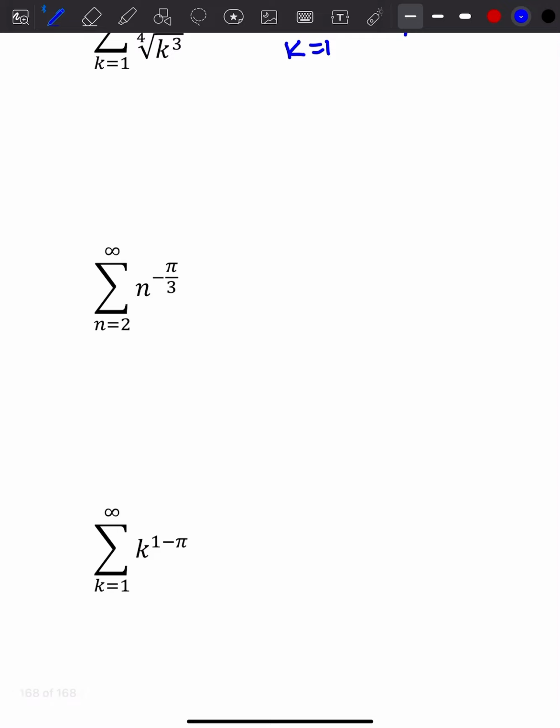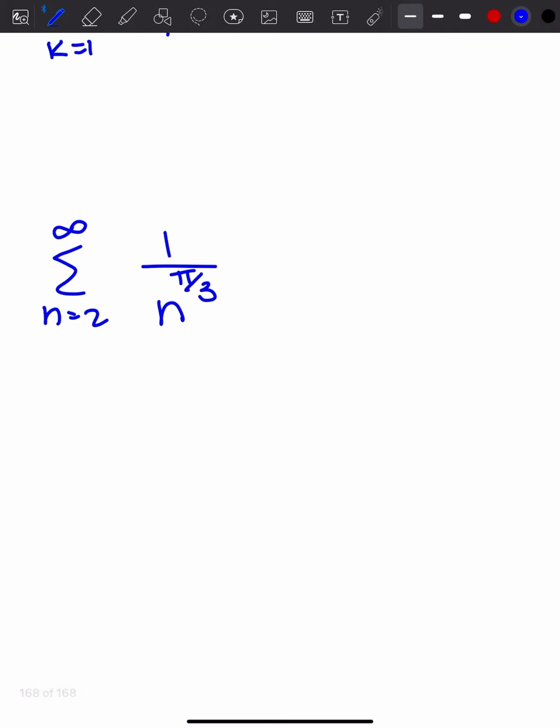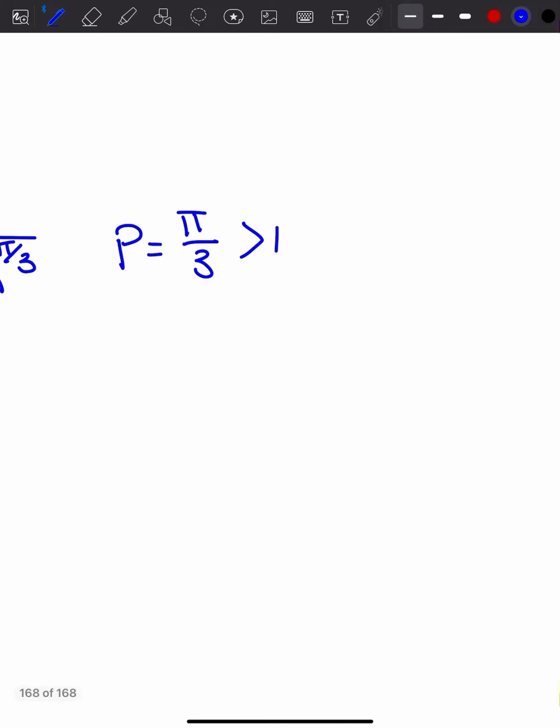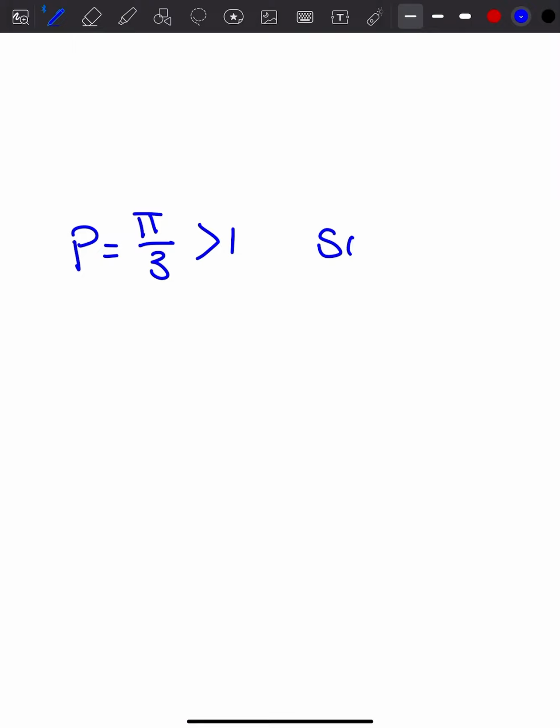Okay, we have the summation from n equals 2 to infinity of n to the negative pi thirds power. So we are going to go ahead and change this around. So we have the summation from n equals 2 to infinity of 1 over n to the pi over 3 power. It is a variable to a power, so this is a p-series where p is equal to pi over 3. Well, pi is 3.1415, which is bigger than 3. So I have something a little bit bigger than 3 divided by 3, so this is going to be bigger than 1. So it converges.